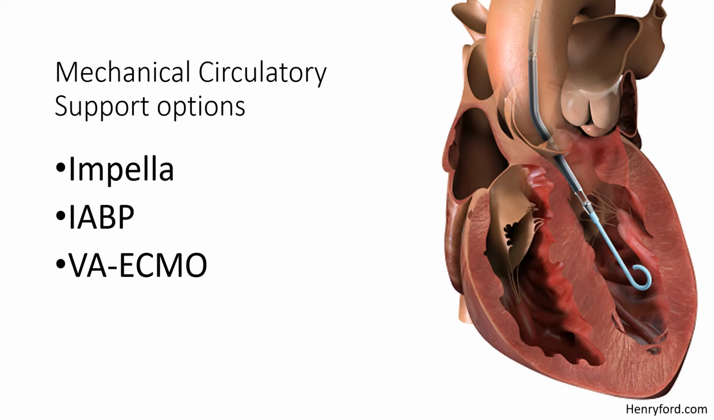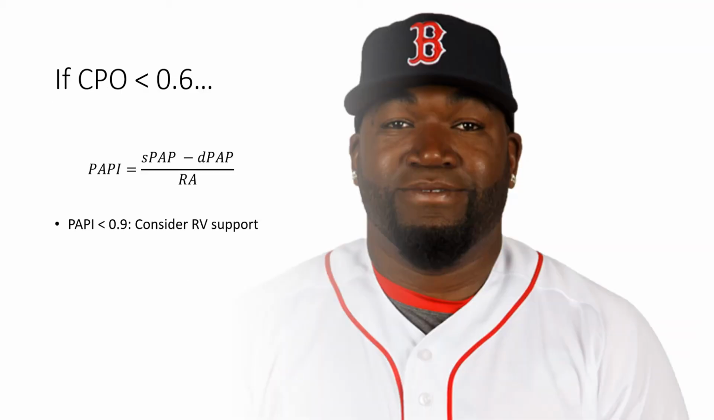Now what I'm going to do is talk about mechanical circulatory support options. I'll talk about three options: Impella, intra-aortic balloon pump, and the VA ECMO. These are things that you will see in the CCU. There are other agents as well. It depends on the institution and the familiarity with the different agents. But we're just going to go over a little bit about this.